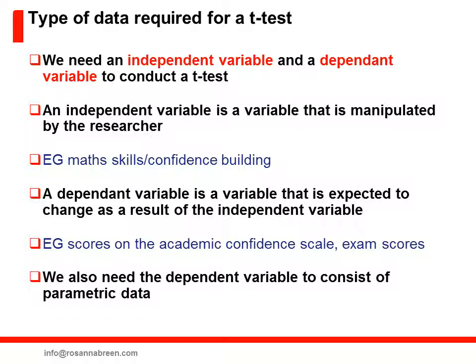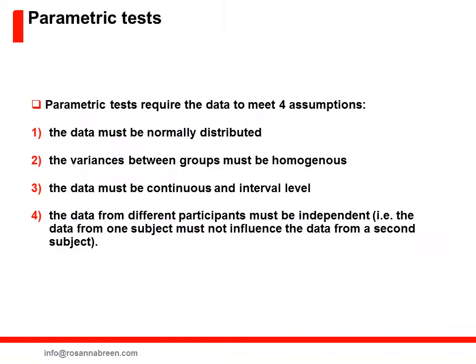A dependent variable, on the other hand, is a variable that's expected to change as a result of the independent variable. So we're interested in whether these two different conditions or two different groups are going to have any effect on their academic confidence or on their exam scores, and these variables are dependent. The dependent variable must have parametric data. The independent variable is a categorical variable. The dependent variable must be parametric to conduct a t-test.